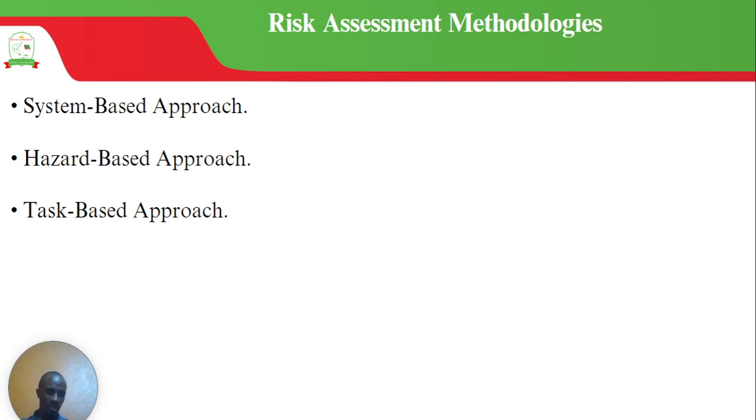Then the hazard-based approach looks at the hazard itself. We profile hazards. We look at those hazards that are more likely to occur, and those hazards that are going to cause a lot of damage. And when we profile them, we make sure that we give priority to those that can cause a lot of harm, those that are more likely to happen, and we make sure that we put in place corrective measures.